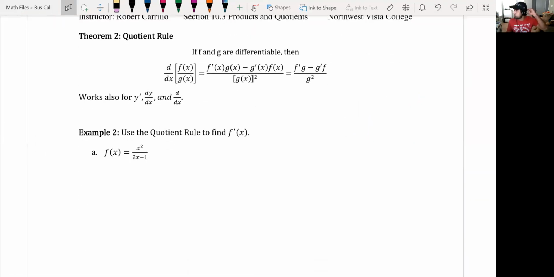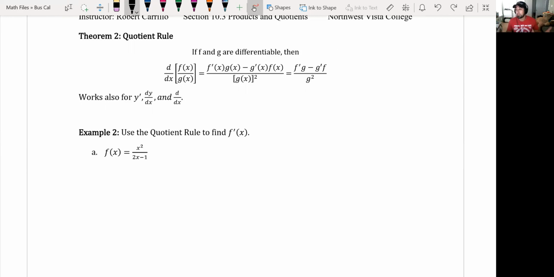Now on to quotient rule. So quotient rule is for quotients, for fractions, right? All right. So the formula for quotient rule is the derivative of f of x over g of x is going to be f prime of x times g of x minus g prime of x times f of x all over g of x squared. Or keep it simple with what I wrote here. Just know this formula, f prime g minus g prime f all over g squared. A lot easier to memorize.